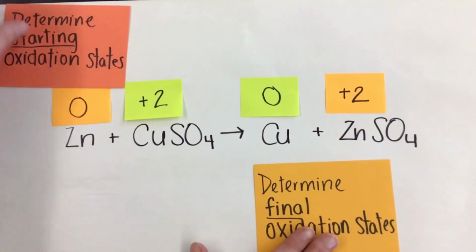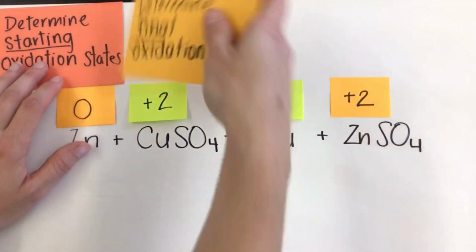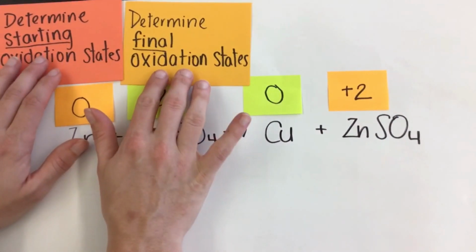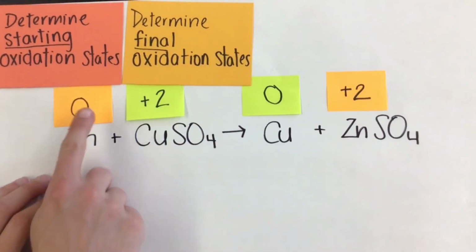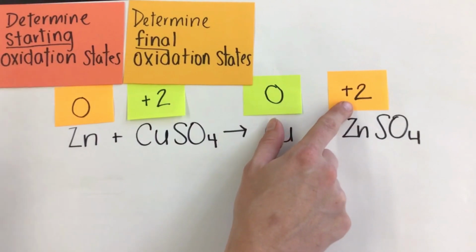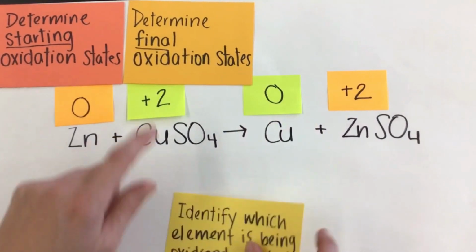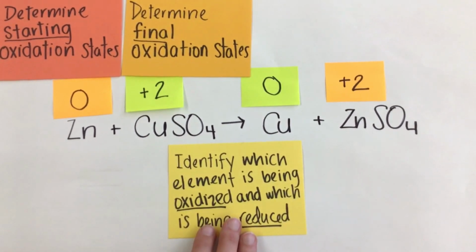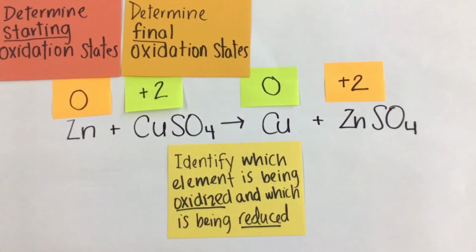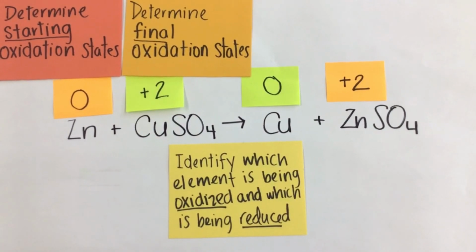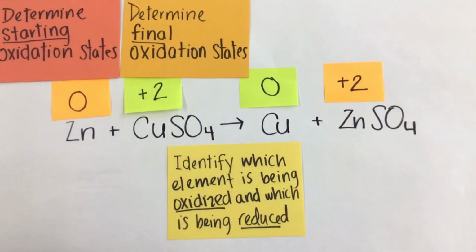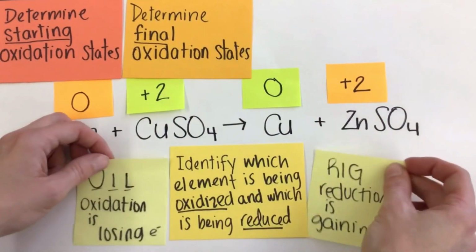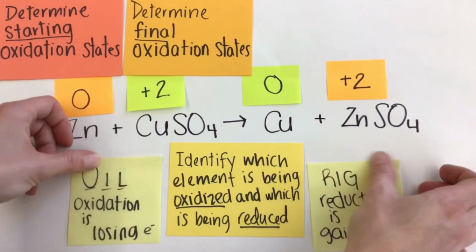Sulfate we would call a spectator ion in this reaction. It is not changing its oxidation state before and after the reaction occurs. So I can see here this is a redox reaction because zinc and copper both change their oxidation states. My next task is to identify which element is being oxidized and which is being reduced. For this, I want to remember the key phrase that I use, OIL RIG. Oxidation is losing, reduction is gaining.